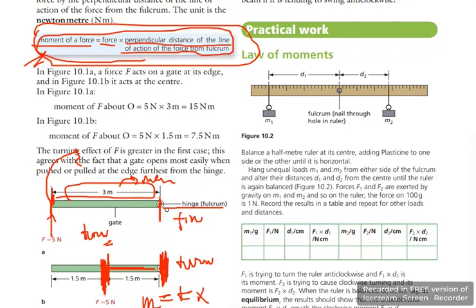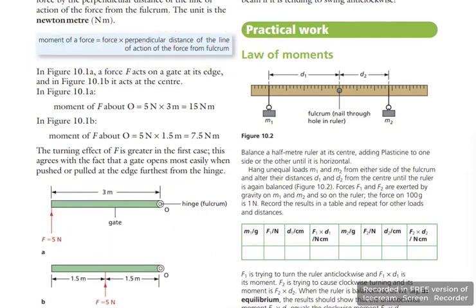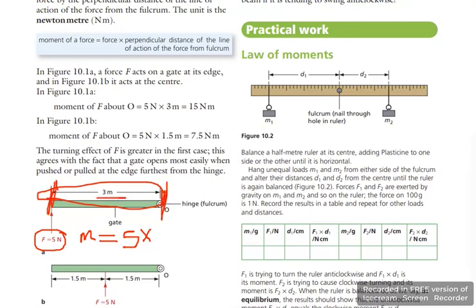How will we find the moment of force for these two examples? Let me find the moment of force here. For finding the moment of force, you just need to write M here, and the force is 5 Newton, and the distance between the hinge point and the point of application is 3. So multiply it by 3. Our moment of force is 15 Newton meter. And always remember the force is applied perpendicular to the surface of the gate.